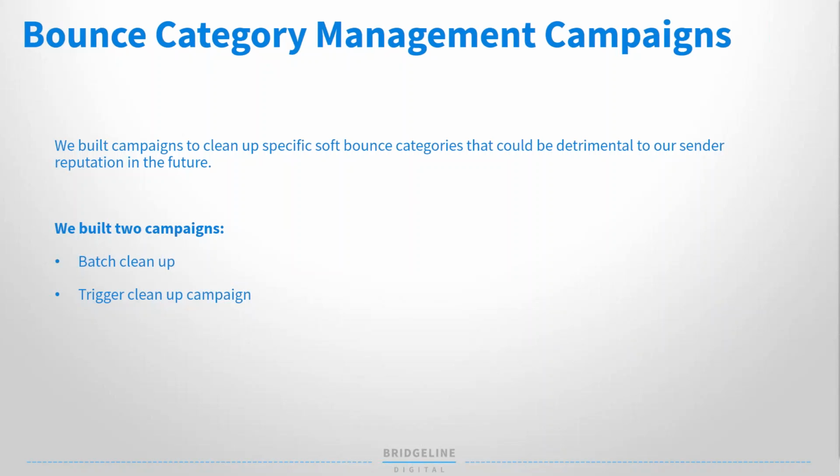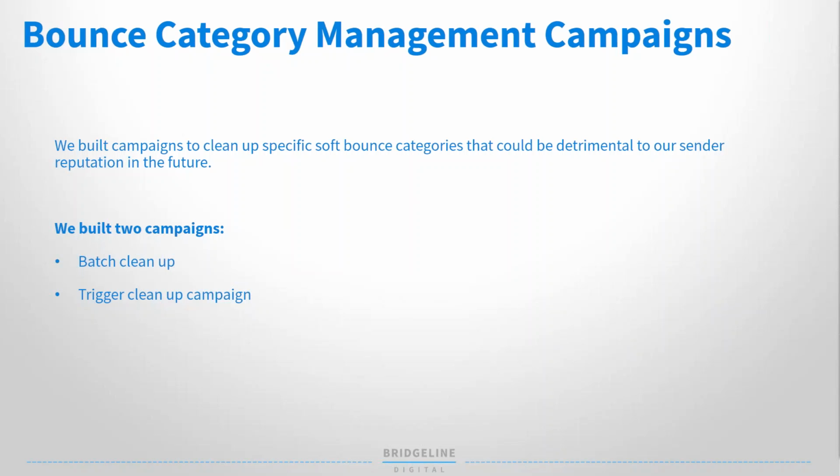So what we found was that there was a set of bounce codes that could be categorized into 3 different categories within Bridgeline. We built campaigns to clean up those specific soft bounce categories that could be detrimental to our sender reputation. And if we continued to email them, it would become worse and worse.